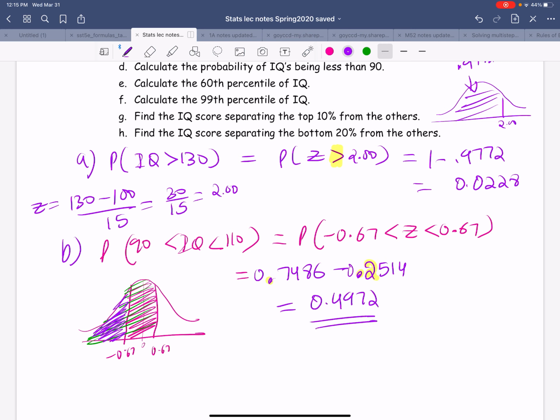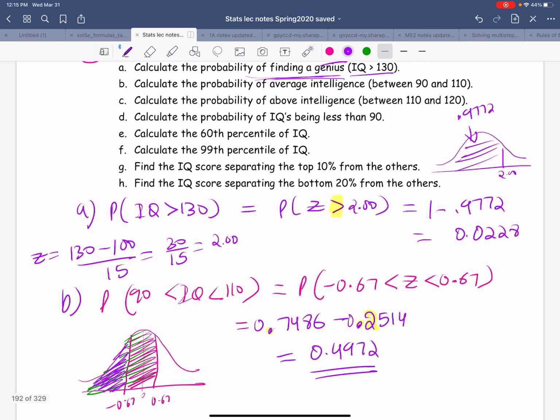0.4972. So about 49% chances, almost 50% chances, that if you randomly select an individual from the crowd, their IQ will be between 90 and 110. So 49.72% or 50% chances, high probability that you randomly select an individual and their IQ will be between 90 and 110, the average intelligence. Part C is pretty similar, so I'm going to skip part C, similar to part B.